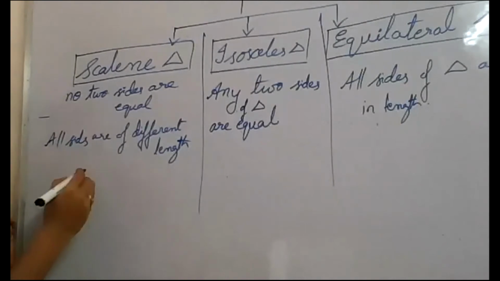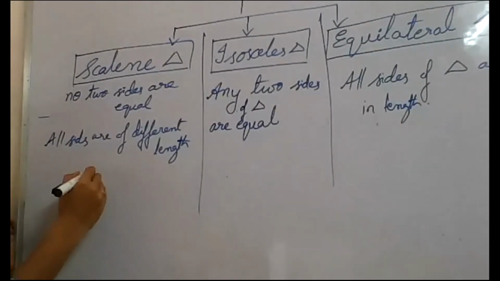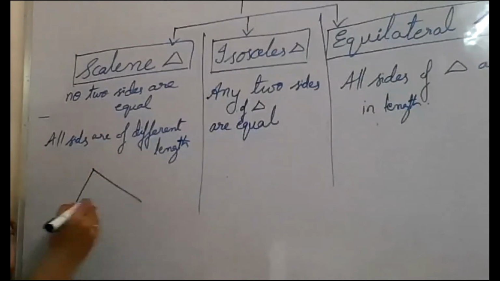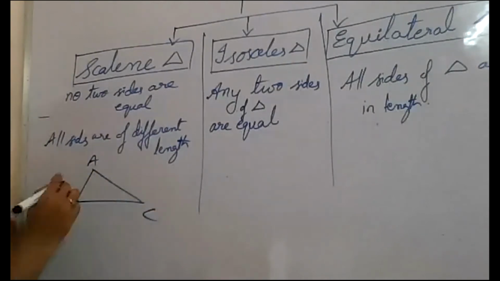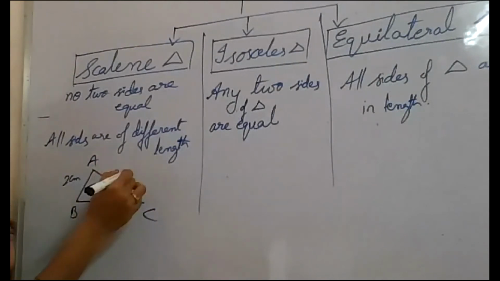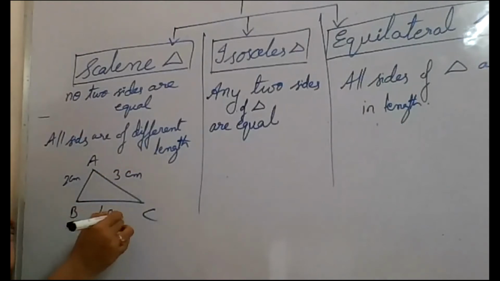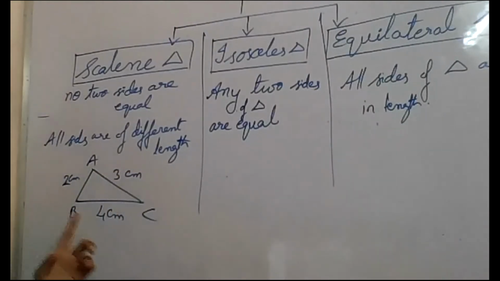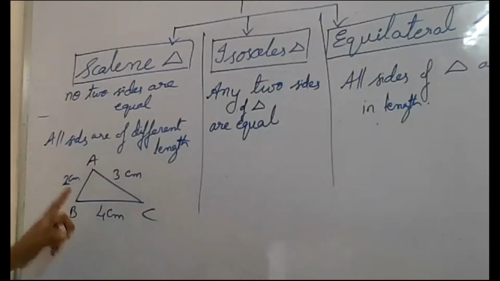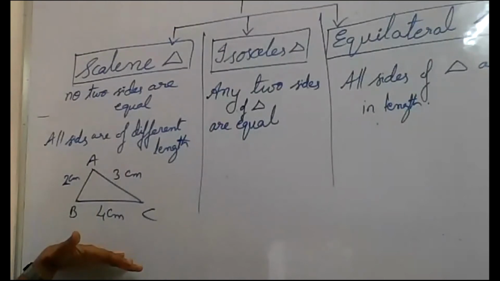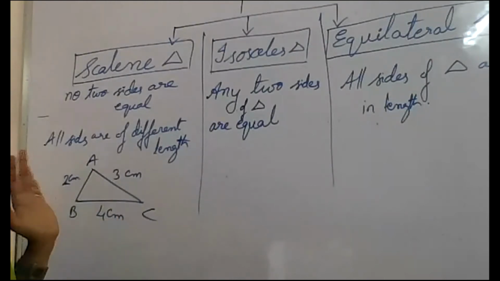Now see here, I'm taking one triangle here. In this triangle, the lengths are different: 2 centimeters, 3 centimeters, 4 centimeters. All are different in their length. No two sides are matching each other. So such a triangle is called a scalene triangle.